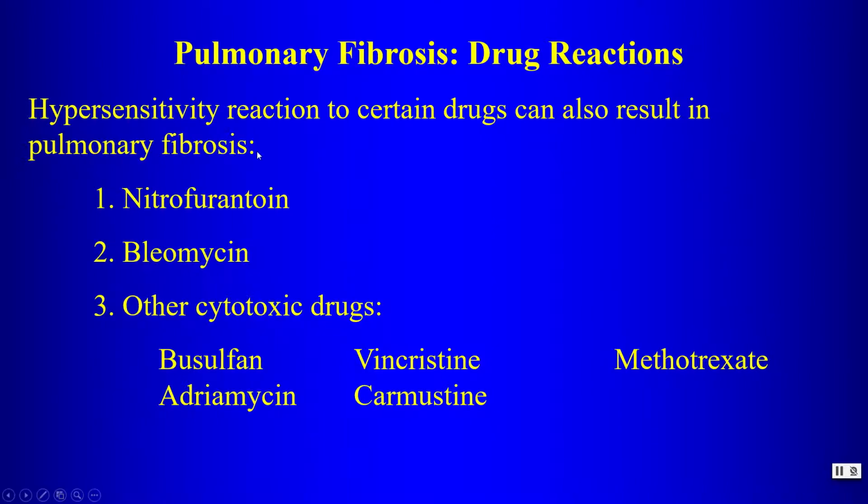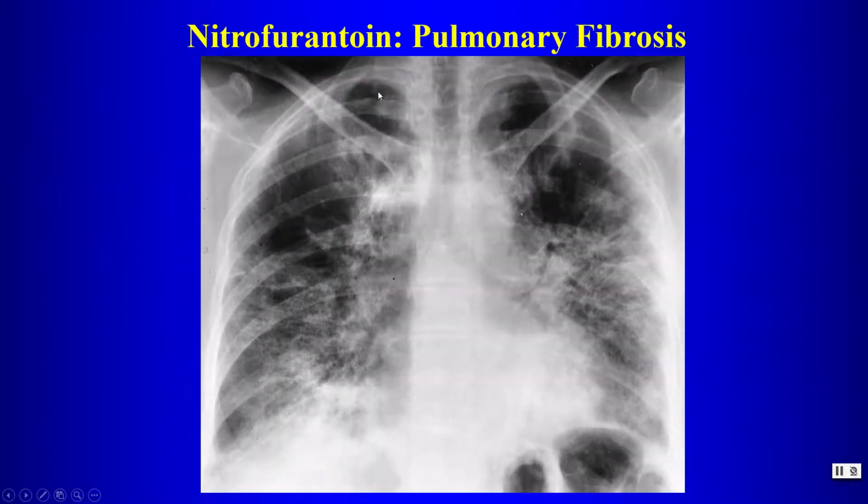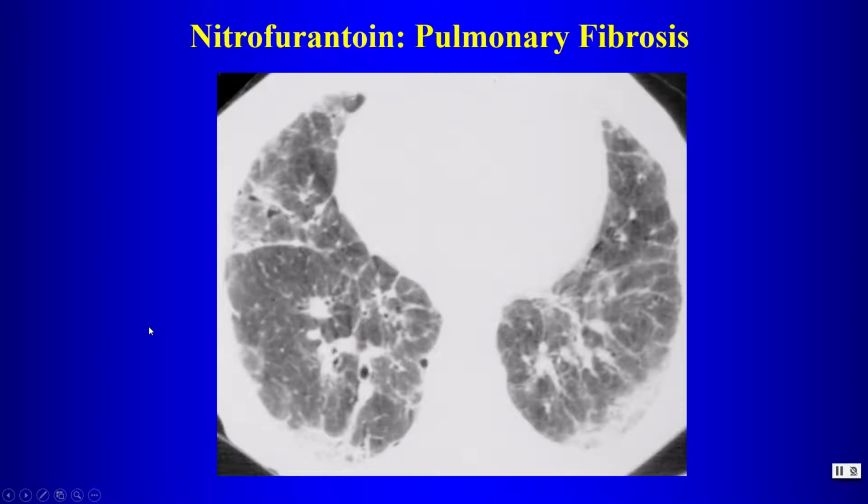You can have pulmonary fibrosis associated with drug reactions. Drugs like nitrofurantoin, bleomycin, other cytotoxic drugs can also give you pulmonary fibrosis. So this is an example of nitrofurantoin giving you an extensive interstitial pattern from fibrosis in the lung. Here it is on CT. You see these reticular abnormalities and some ground glass opacities from the lung reaction to this drug.